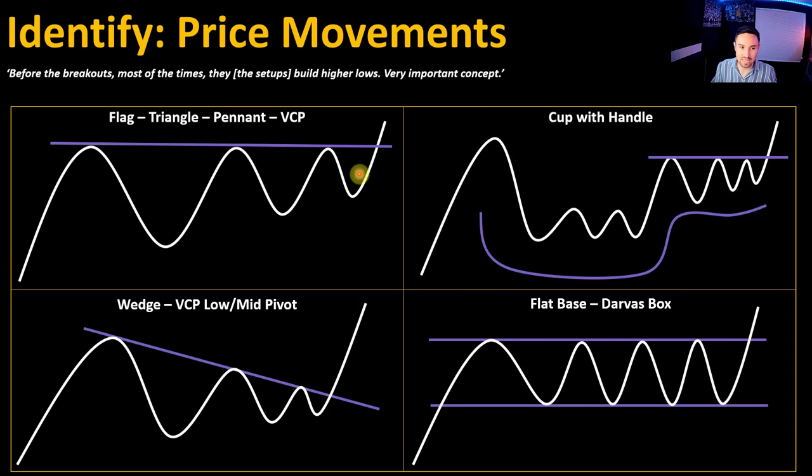In essence, it boils down to these 4. There are a lot of variations, but in essence, it's these 4. It's flags, triangles, pennants, VCPs, it's cup and handles, it's flat bases, also known as Darvas boxes, and it's wedges, slash a volatility contraction pattern, low, mid, pivot. They are basically the four chart patterns. You will see these momentum leading stocks put in time and time and time again. So let's keep going down and down and down.